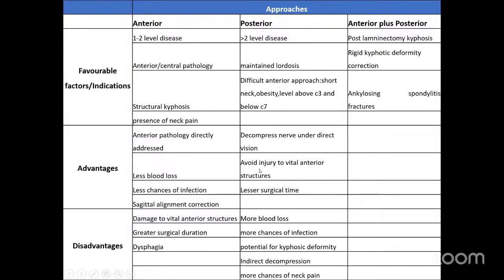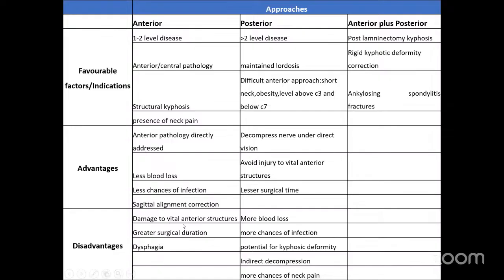You can see the cord, whole cord. The anterior vital structures, which are carotid artery, esophagus, trachea, do not come in your approach posteriorly. And there is lesser surgical time with advanced technologies available like ultrasonic bone scalpel, it becomes very fast to do a posterior surgery.